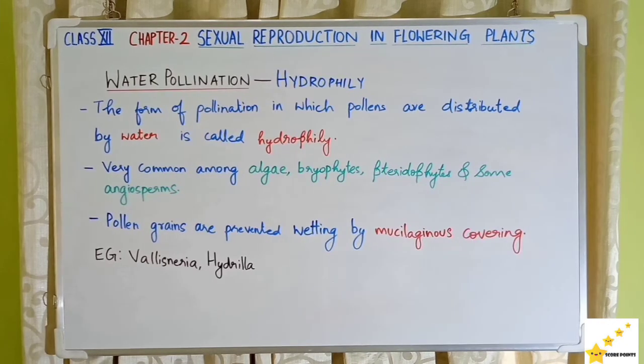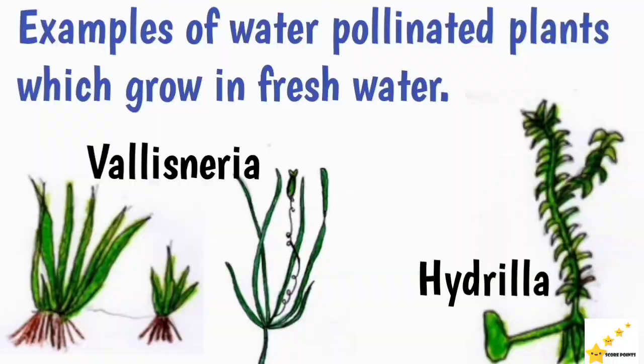The form of pollination in which pollen grains are distributed by water, it's called as hydrophily or water pollination. Water pollination is very common among algae, bryophytes, pteridophytes and some angiosperms. Pollen grains are prevented from wetting by mucilaginous covering. Example, Vallisneria and Hydrilla. Vallisneria and Hydrilla are submerged freshwater hydrophytes in which hydrophily is observed. So you can see the diagram of Vallisneria.